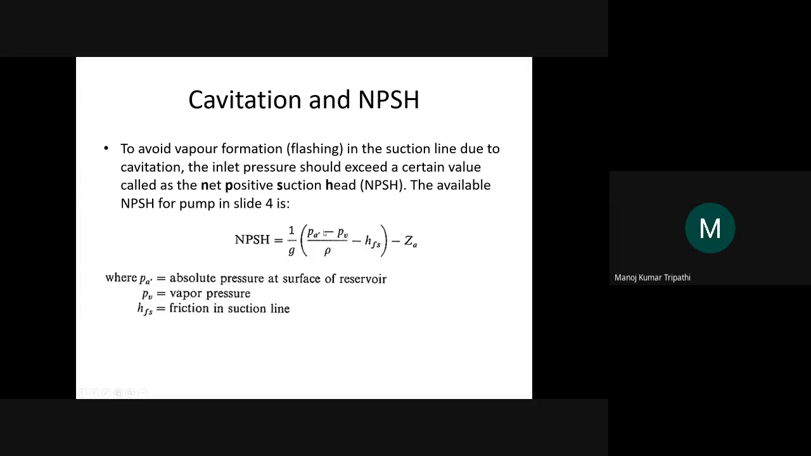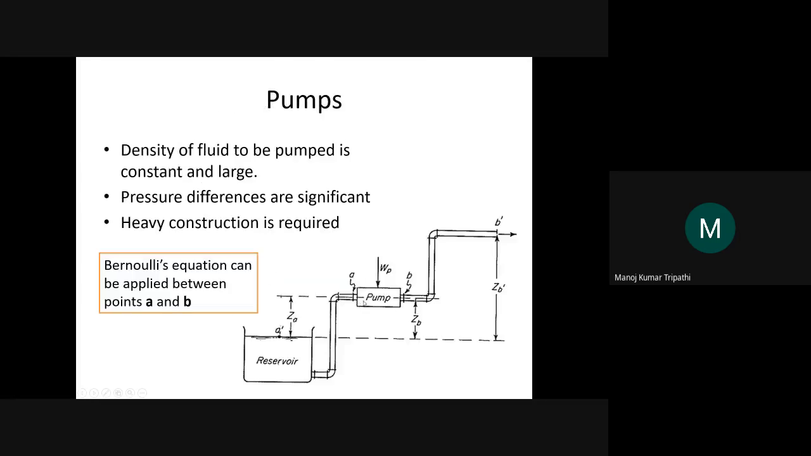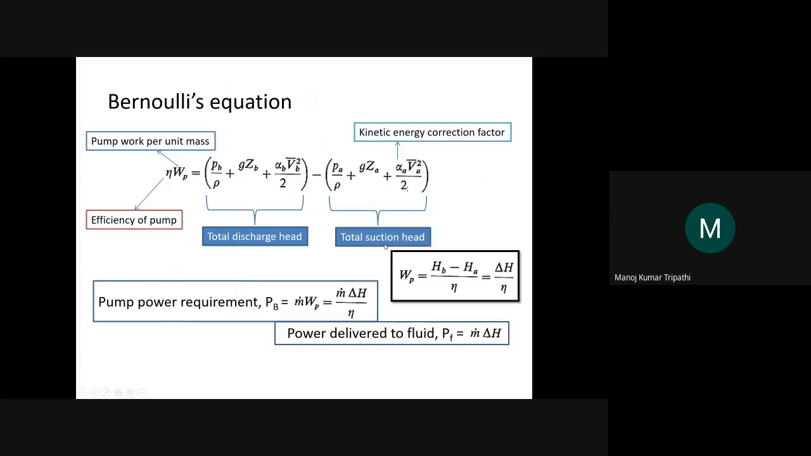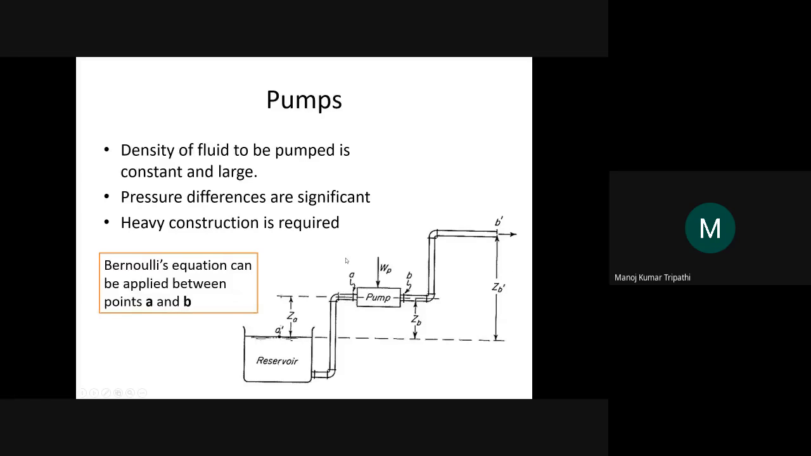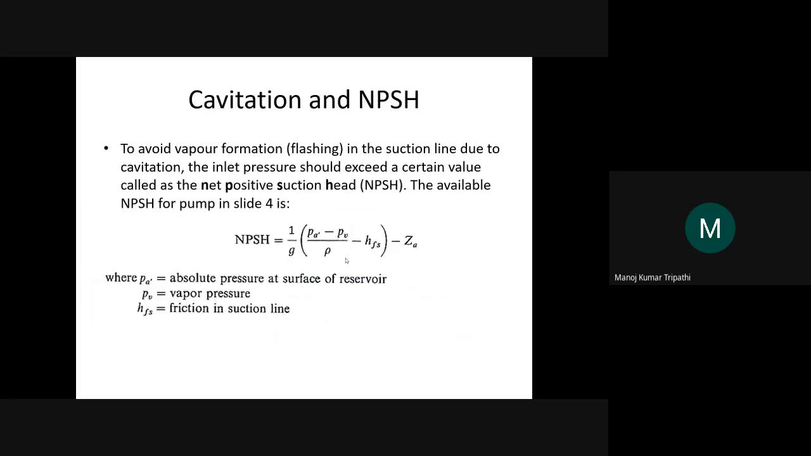Minus PV. PV is the vapor pressure of the liquid, divided by the density and divided by gravity, which gives you a head. And minus the loss in the suction line to the pump. So from the reservoir to the pump, whatever are the losses in this pipe, and then minus the head ZA, where the pump is kept. So why should this be positive? This should be greater than or equal to 0.